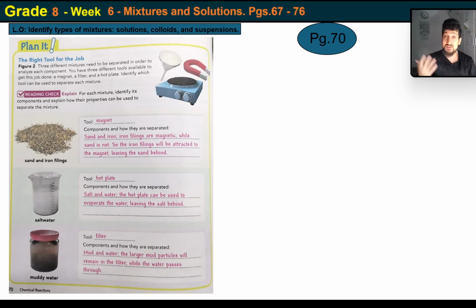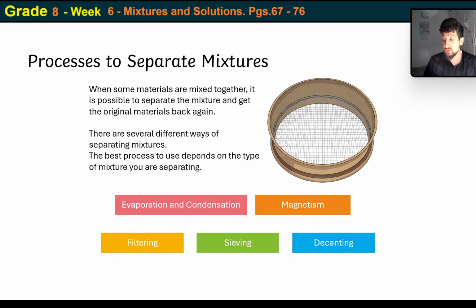And finally, I can simply filter it. So if I use a filter, I can remove things that are not dissolved in the water, things that are solid, things like sand. Okay, so if I've got sand in the water, what I need to do first is filter it. And then if I want to remove the things that are dissolved in the water, then I can heat it. Okay, so those are different ways of separating mixtures. And I've got more ways to show you in just a minute.